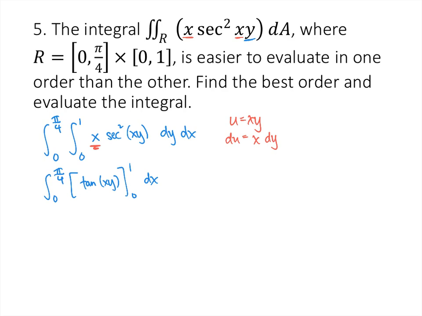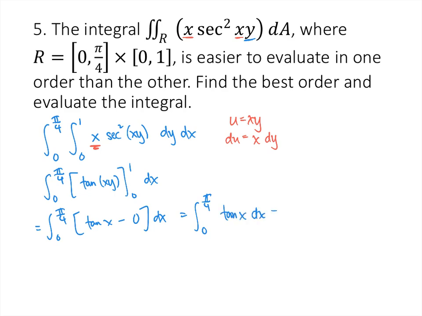Remember, we're plugging those values in for y. So when we plug in 1, we get the tangent of x. And when we plug in 0, we get the tangent of 0, which is 0. So this is just the integral from 0 to pi over 4 of the tangent of x.